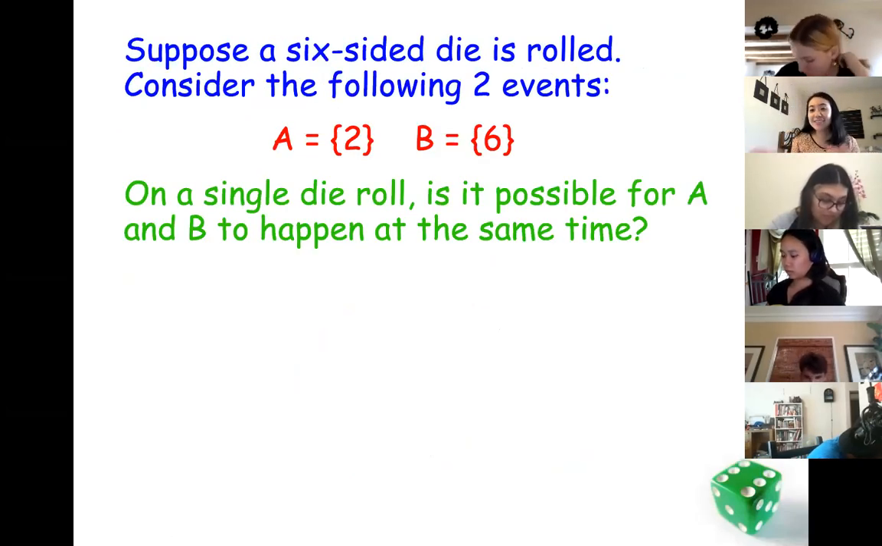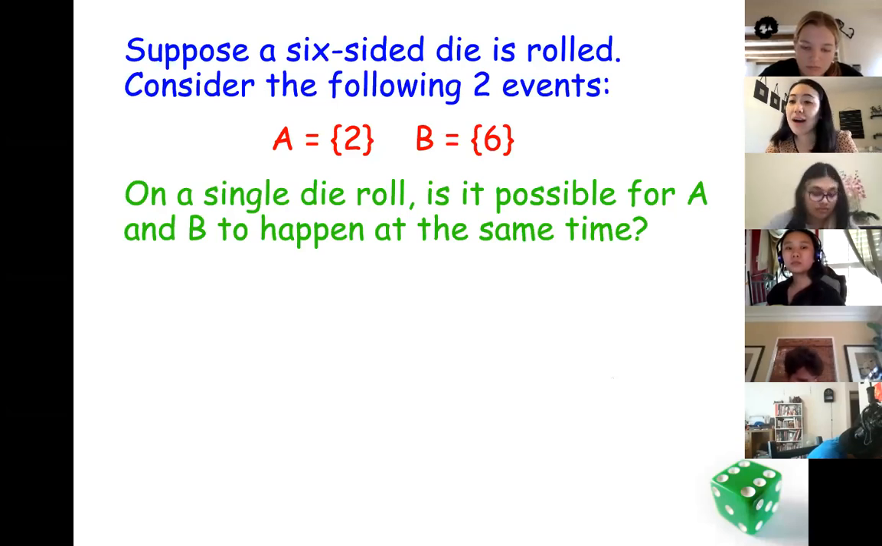All right, our last vocab term. We have these 2 events, A and B. A is just the event that a 2 is rolled, specifically just a 2. That's the event. B is the event that a 6 is rolled. Okay, so now my question to you guys is, on a single die roll, is it possible for A and B to happen at the same time? Can I roll a 2 and a 6 on the same roll?